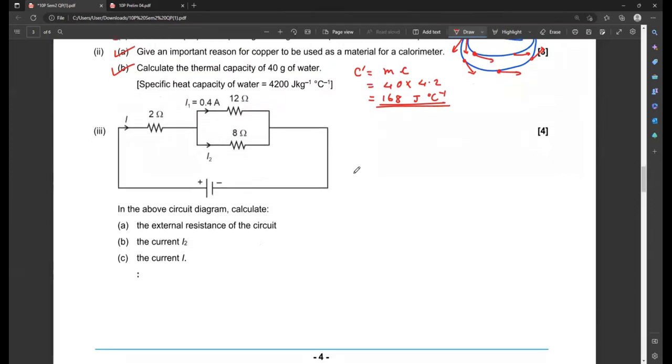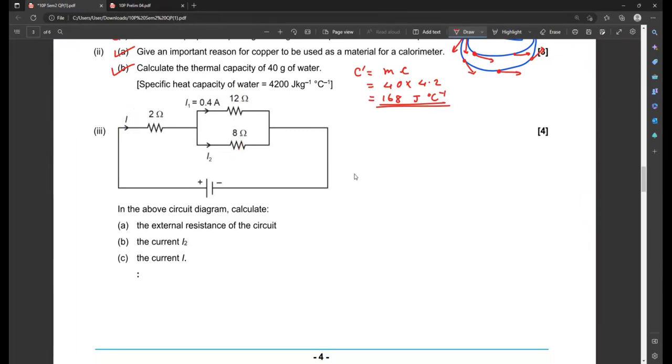Then the next, this is a numerical over here. So this is a question in which they have given us the following information. They want the external resistance of the circuit, that means this total resistance. They want current I2, what will be the current flowing over here and what will be the current over here. So let us find the first thing.